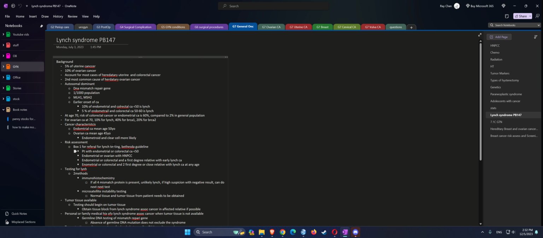So let's talk about Lynch syndrome. What are the cancers that are common in Lynch syndrome? The most common cancers in Lynch syndrome are colon and uterine. However, I believe there is a risk for ovarian as well. Yeah, it's actually the second most common cause of hereditary ovarian cancer after BRCA.